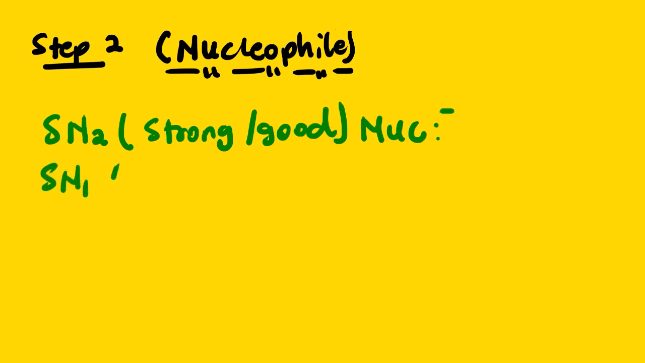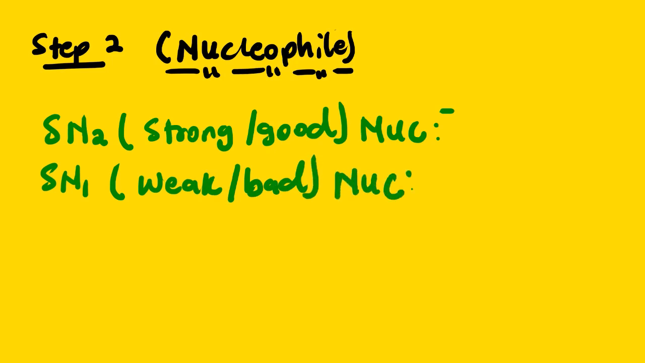And then for SN1, it favors weak, or we can say bad nucleophile. So if you cannot identify the nature of the substrate, or let's say we have a secondary substrate, then you go ahead and look for the nature of the nucleophile. So it is very important for you to know the types of nucleophiles we have under the strong and weak. The previous lesson videos we did discuss those.